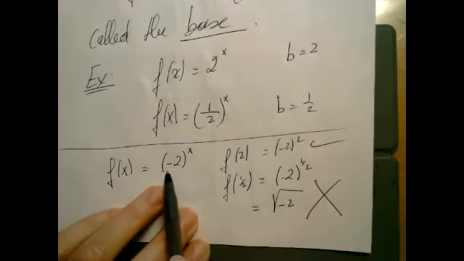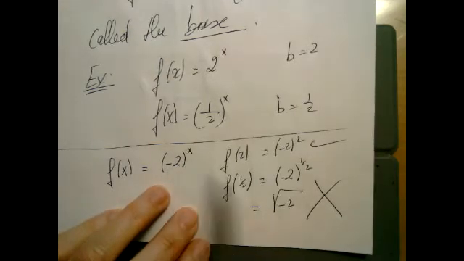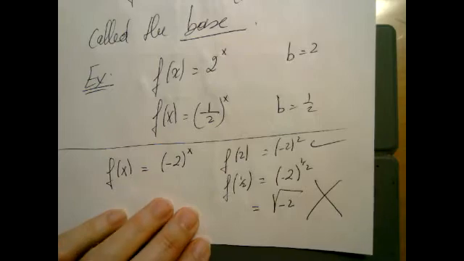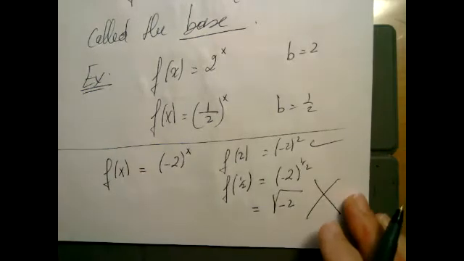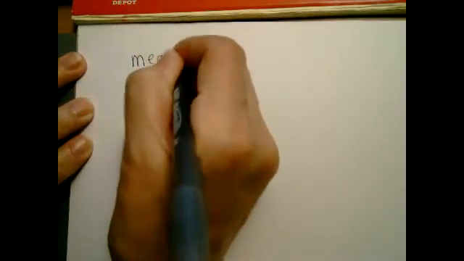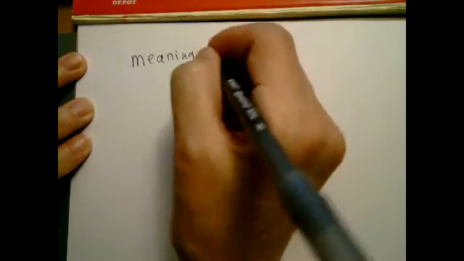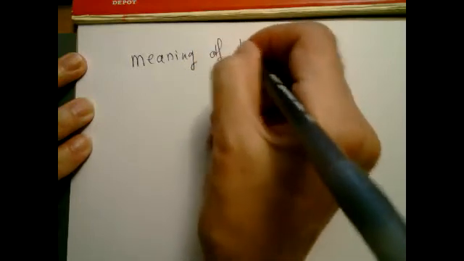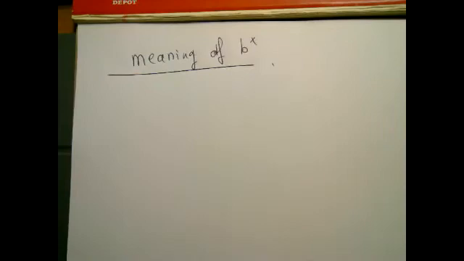So negative bases give me a lot of problems because they don't make sense at the half. They don't make sense at 1/4. That's why we restrict the base to be positive. Now, before we study those functions, I definitely have to review with you again the exponent. So here we are with the meaning of b to the x. I know a lot of you have seen this, but I definitely want to review that.